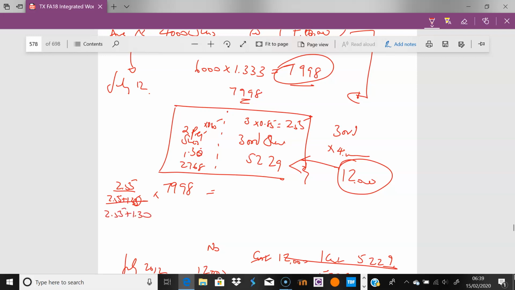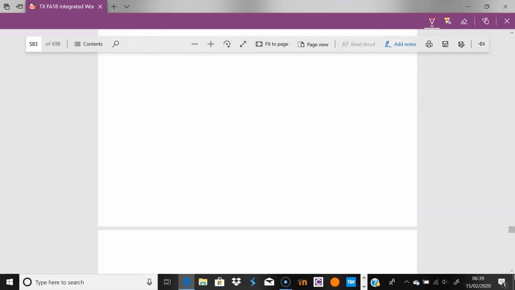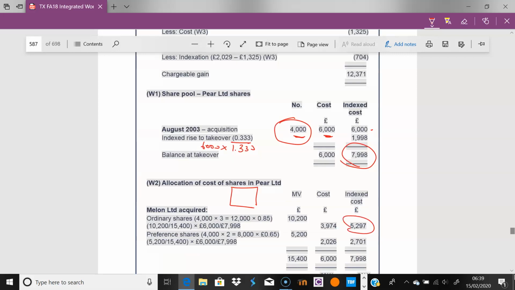So 2.55 divided by 3.85 is equal to that. Then 7,998 was 5,297. So I have just a maths calculation wrong there. But let's go back here. So the principle, of course, is the same. It's just that my maths let me down there.